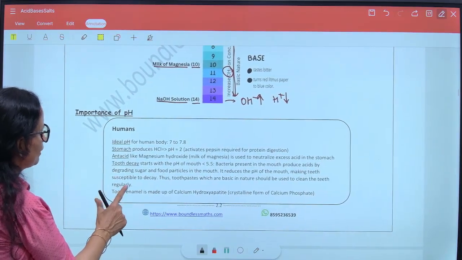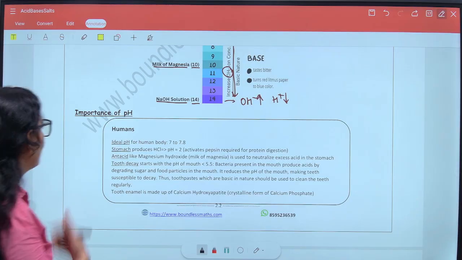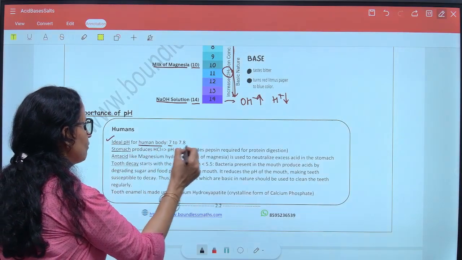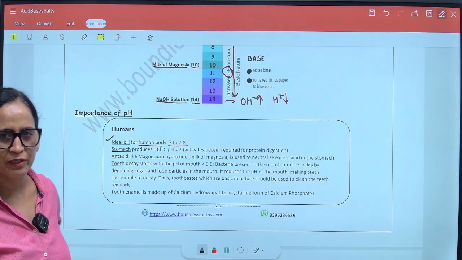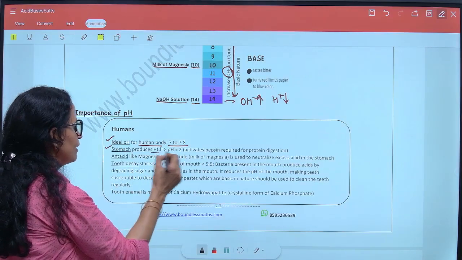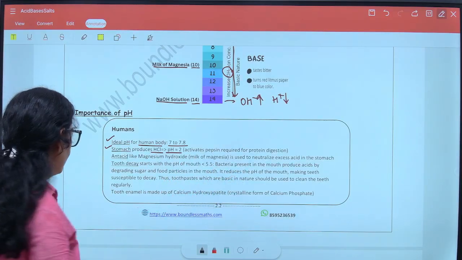Why do we need to understand the pH and understand the impact, how it is impacting our human body? So, ideal pH for human body is 7 to 7.8. In fact, for all living organisms, it is somewhere around 7 only. Stomach produces HCl that brings down the pH to 2, which is needed for pepsin to work.